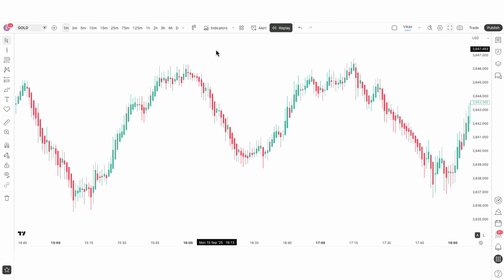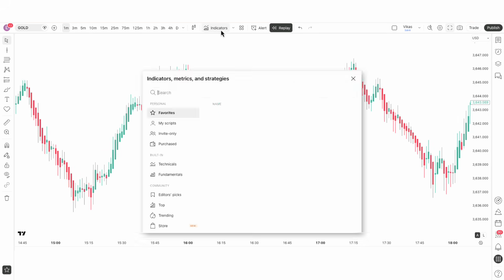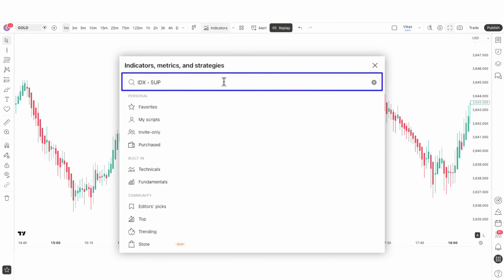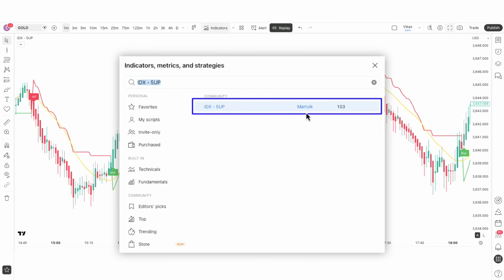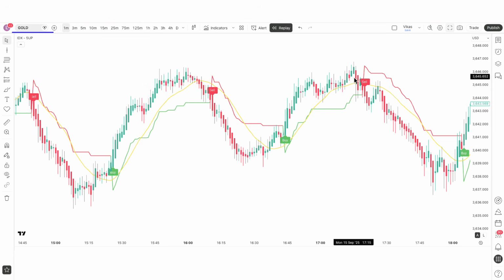And don't sweat the time frame either. Next, you'll want to find those magic indicators. Head over to the Indicators tab and search for the IDX 5UP. Select the indicator made by Marolk and add it to the chart.